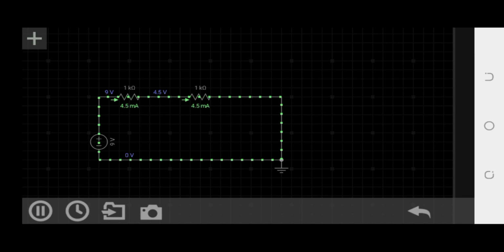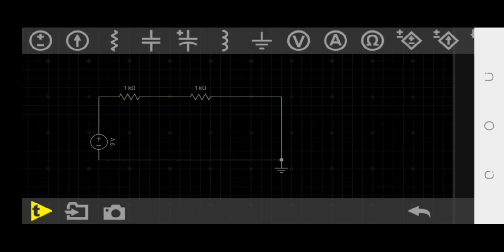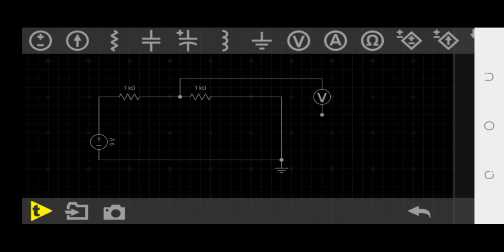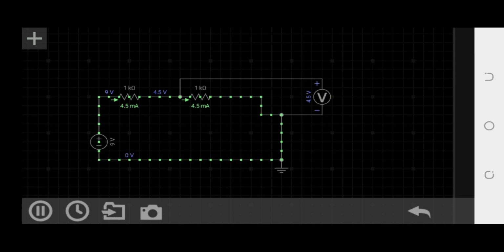Now, let me simulate. By simulating, you can see those green dots moving. That's my current flow. And in between the 2 resistors, you can see we have 4.5 volts. Before I conclude on this, let me use a voltmeter to test what I have. So this is my voltmeter. One terminal goes in between the 2 resistors, the other terminal goes to the negative or the ground. Now let me simulate. By simulating, you can see what I have. At the voltmeter, I have 4.5 volts. Now at the source, we have 9 volts.